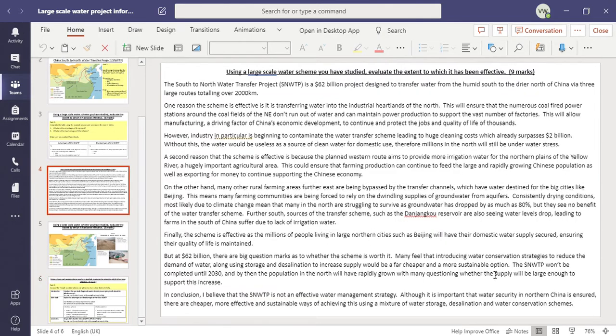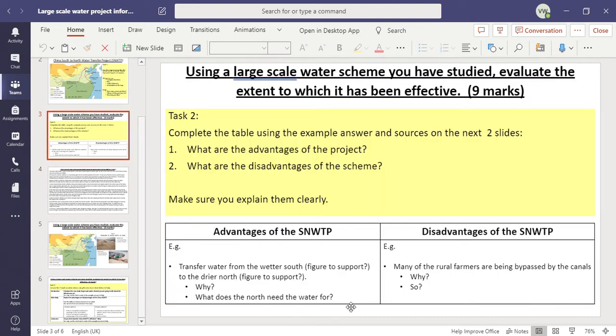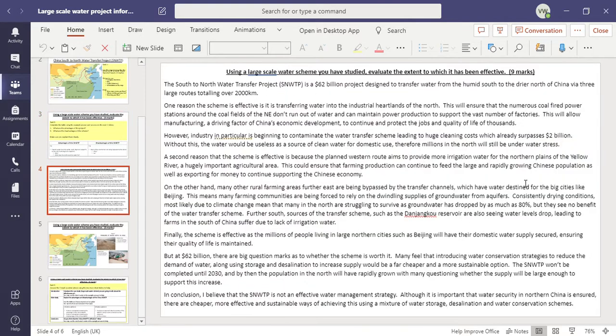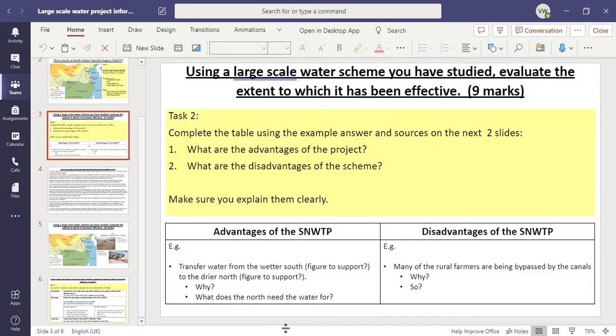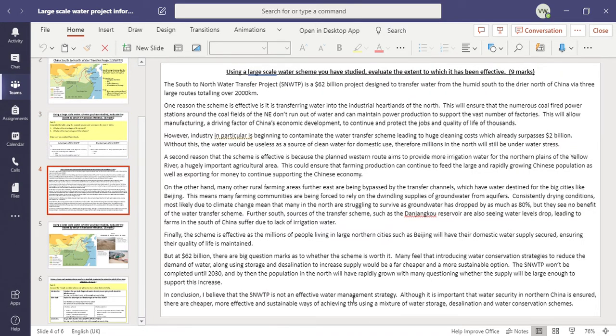Now, Mr. Rod has wrote an example for it here. So you're going to use this to obviously pick out the advantages and the disadvantages, and then without looking at this, you're going to write your own version of it. Now, obviously, there's no point just copying it because we know what this example is. So this has got a lot of the information in it. So what you need to do is go through, pick out the advantages, write them in one side of the table, pick out the disadvantages.